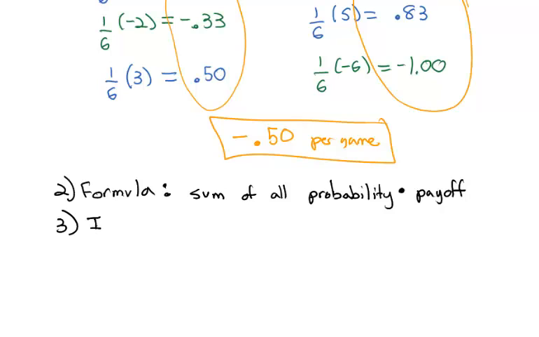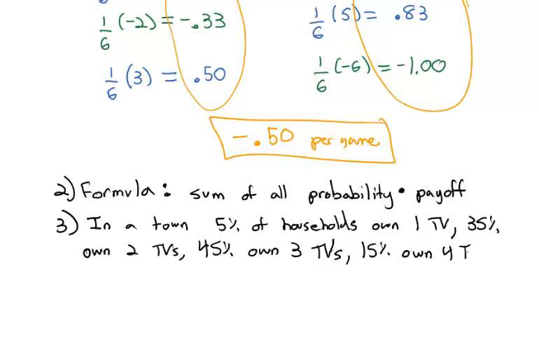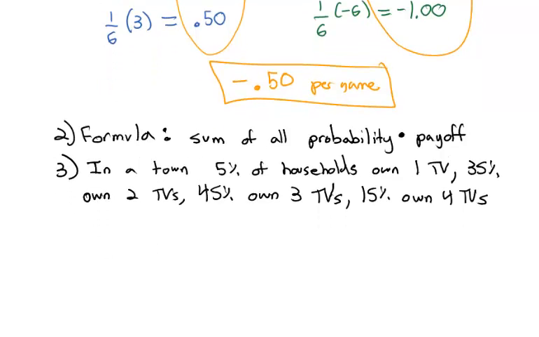For example, if we had a town that had 5% of households owning one TV, 35% own 2 TVs, 45% own 3 TVs, and 15% own 4 TVs, we could find the expected number of TVs in a random household.